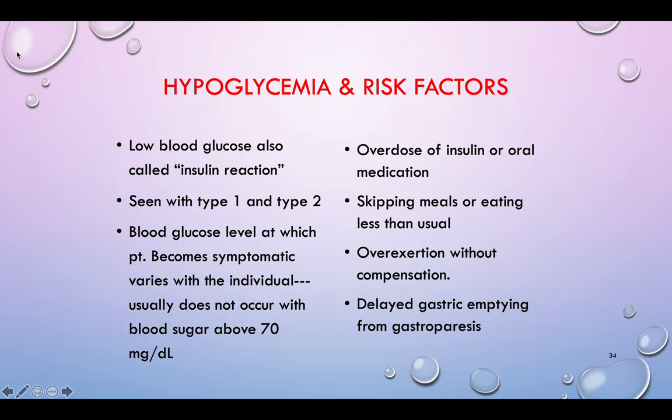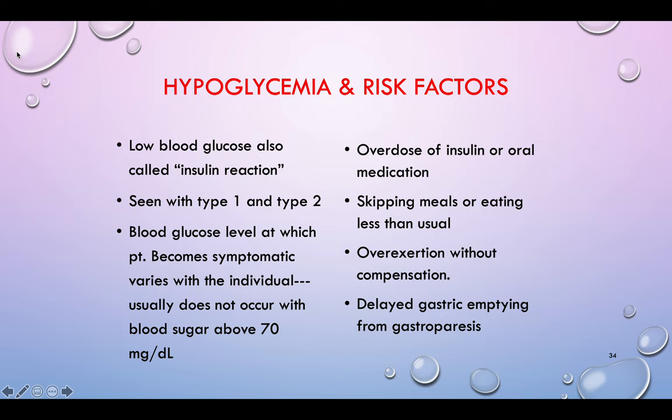Skipping meals or eating less than usual, especially if you take insulin, overexertion without compensation, and then delayed gastric emptying, which can happen to people that have had diabetes for some time. It's called gastroparesis. We talked about having hypoglycemia unaware, and then other causes of hypoglycemia can be a decreased liver glucose production after alcohol ingestion, as we talked about, decreased insulin clearance due to progressive kidney failure.